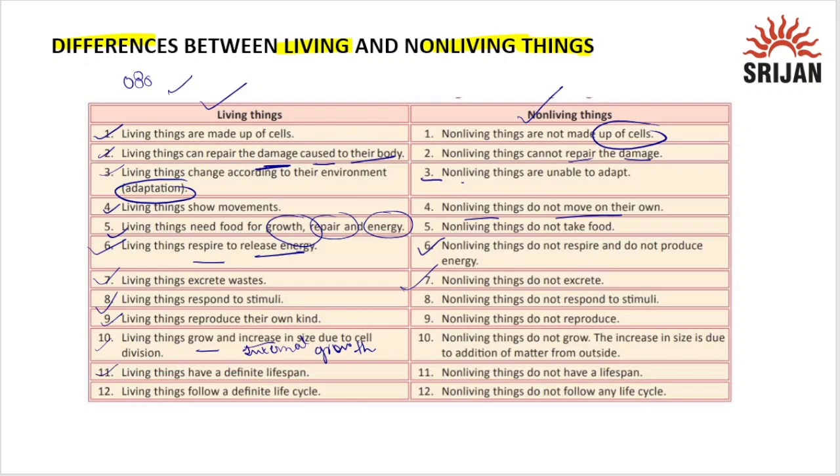Living things have a definite life span, but non-living things do not have a definite life span. Living things follow a definite life cycle, but non-living things do not follow any life cycle, because a non-living thing is non-living because it does not have any life. So how can it show any life cycle, or how can it have a life span? I think it is clear to you. Thank you.